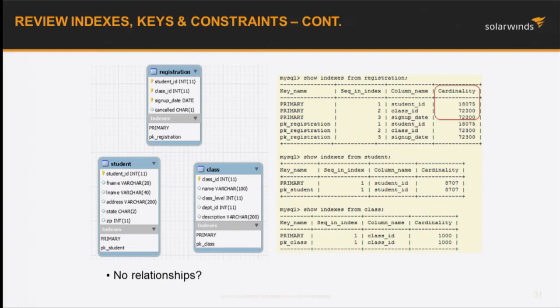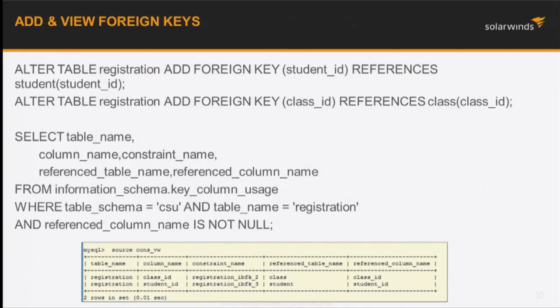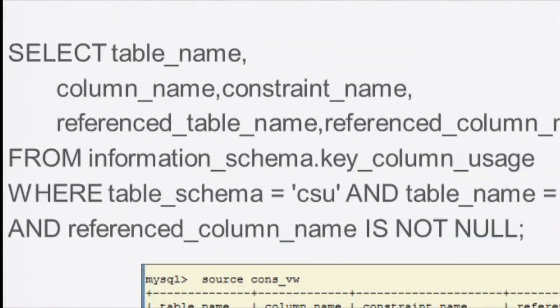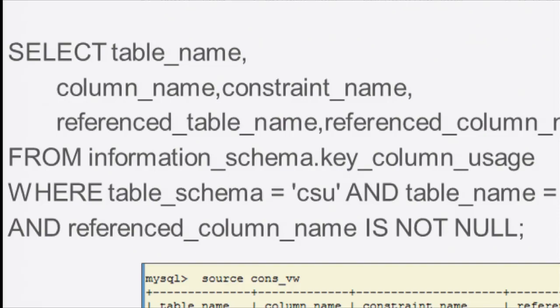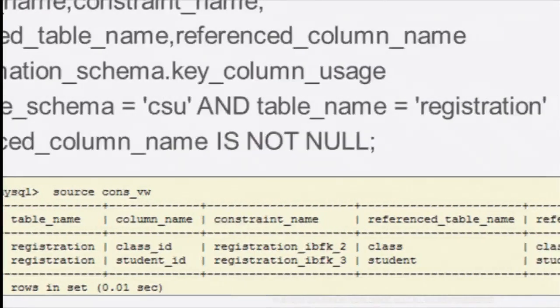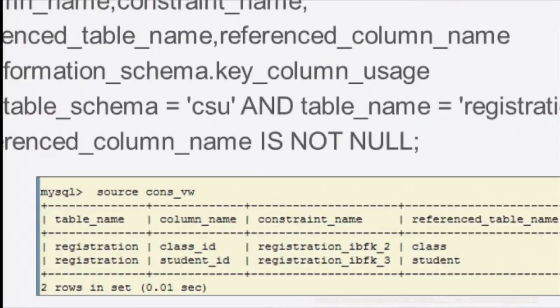Well, remember I had no relationship, so let's go fix that first. So I just add my foreign key on registration to reference student ID in student, and I added a foreign key on registration to class on class ID. And then you can actually go run this query here to quickly see that you've got those foreign keys. And it's just select table name, column name, constraint name from the key column usage out of the information schema. And it's going to show you here. Notice I didn't name them. MySQL actually just gives them that name there.